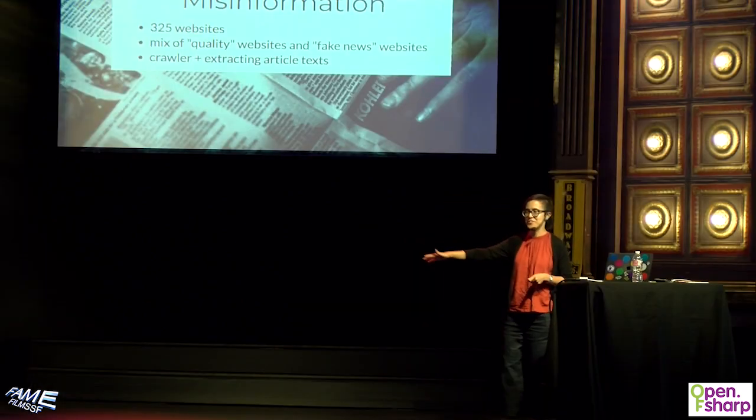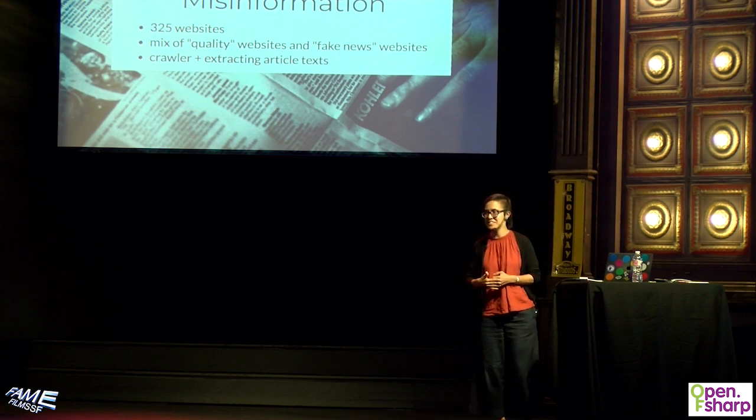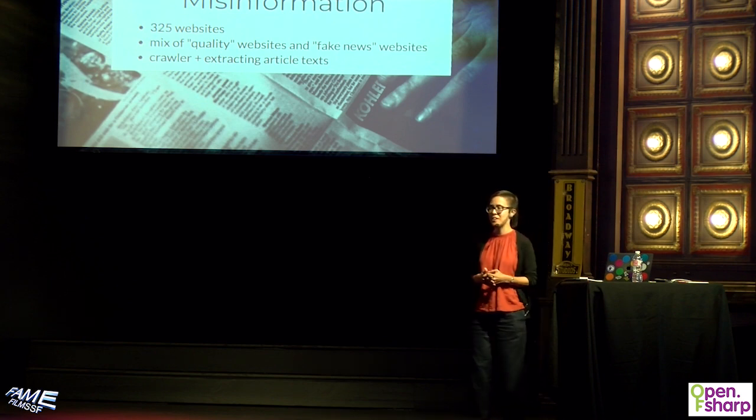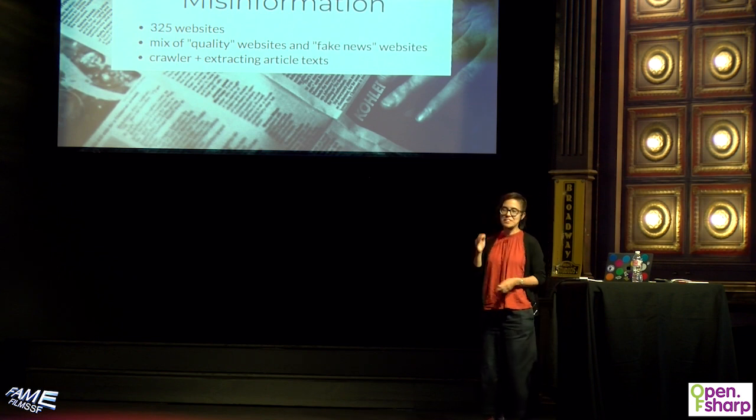So this project is sort of in progress right now. We are looking at over 300 different websites. Some of them are serious. Some of them are notoriously fake news. The problem is that the fake news websites keep disappearing and new ones keep appearing. So we have to move quickly. And my colleague is working on a crawler and extracting an actual text of an article from a website, which is quite a complex task in itself.